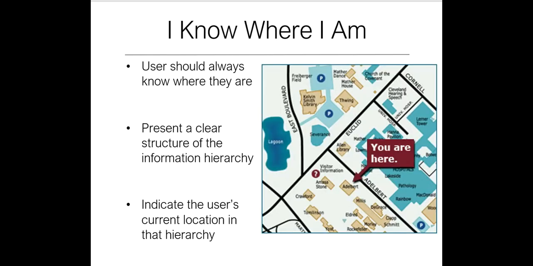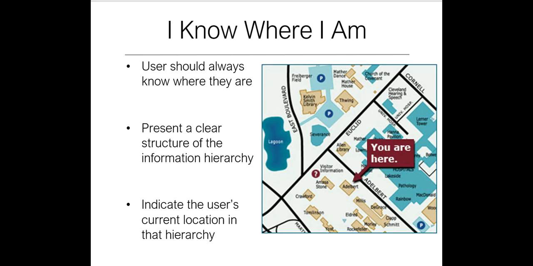So in terms of, I know where I am, the user should always know where they are within the system. And you want to present a clear structure of the information hierarchy. And you also want to indicate the user's current location within that hierarchy. So here we are, another classic map showing, you are here. This is where you actually are situated, and it gives you a sense as to what are the things immediately around. And this looks like a campus map in this case, Cornell, and it is a hospital and campus map by the looks of it.